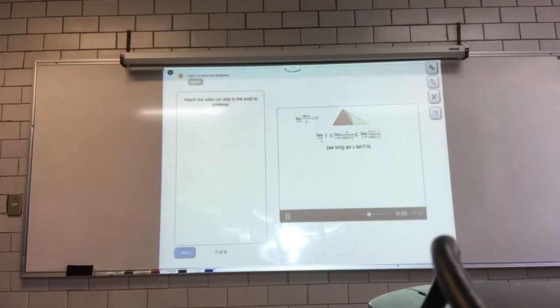The limit on the left is 1, since the number 1 doesn't change as x goes to 0. It's always just 1. Try working out the limit on the right.